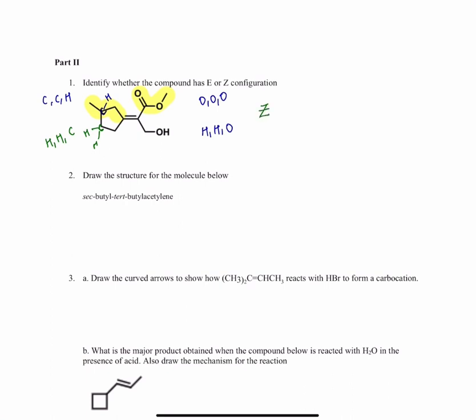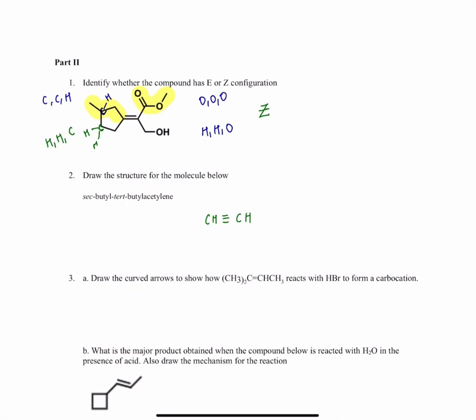Let's go on to the next problem. Draw the structure for the molecule below. So here it says secondary butyl, tertiary butyl, acetylene. Let's draw the acetylene molecule. So this is the acetylene molecule. And we have to substitute each one of these hydrogens with these two groups that are given here. So we need a secondary butyl group and a tertiary butyl group.